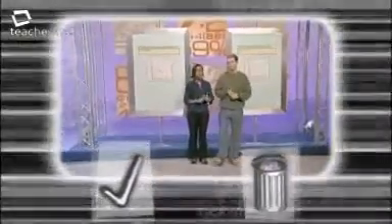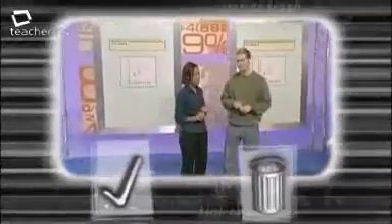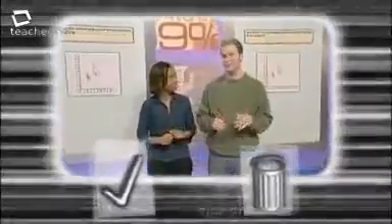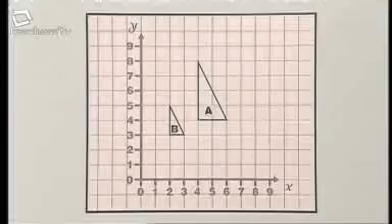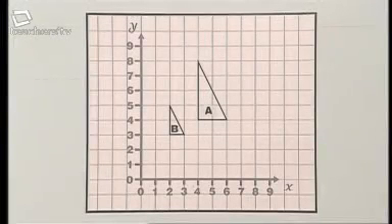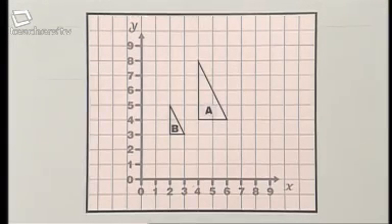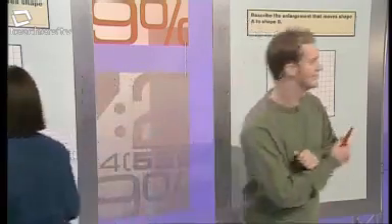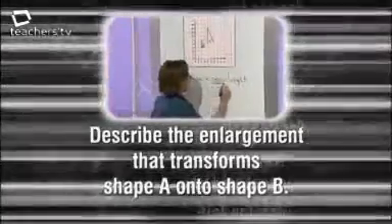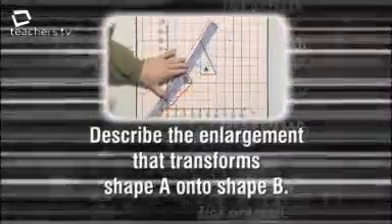It's that part of the programme when we both tackle the same maths question, but only one answer will be right. The other will contain a deliberate mistake that you've got to spot. So watch carefully to decide, are you going to tick it or trash it? Describe the enlargement that transforms shape A onto shape B. Pens at the ready? Let's go! Describe the enlargement that transforms shape A onto shape B.